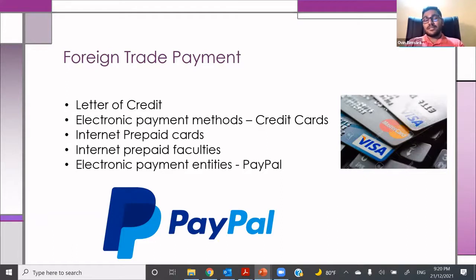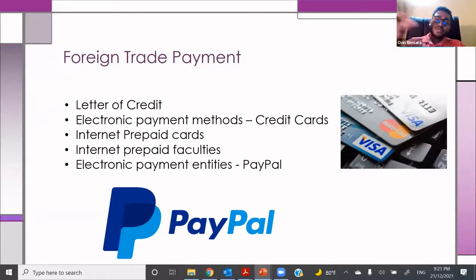Electronic payment methods in terms of cards. It can be a MasterCard, it can be a Visa card, it can be an Amex. Whatever credit card you have, you can use it to make the payment to the foreign supplier. Or you can have internet prepaid cards. That means you are pumping up money to a card with the purpose of using it at a later date for a foreign transaction. So we can have that option as well.